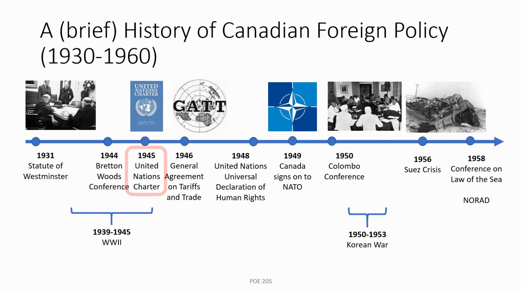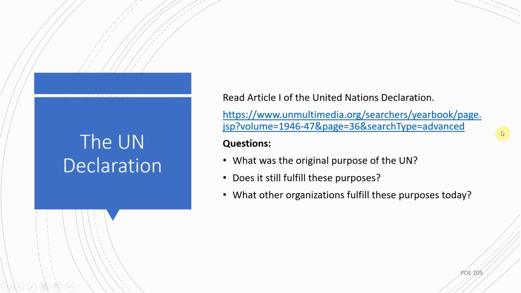So let's take a quick look. Canada was one of the original signatories to the United Nations Charter. I don't have internet here, so you're going to have to go and take a look at Article 1 at least, or read as much as you can of the United Nations Declaration. And we're going to talk about a few questions. So go take a look at that, and then come back and we will chat further about it.